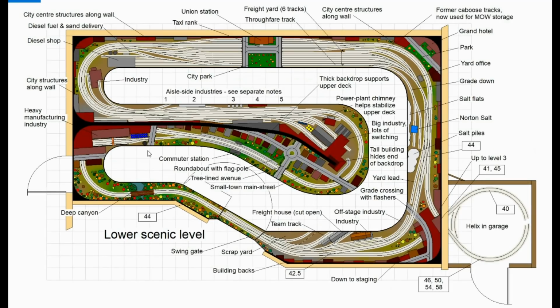Here is the lower scenic level completed. As you can see, I have filled in this area here, solved the problems that we had before. I have the main line disappear under road bridges at both ends, and then not emerge from the other side as it just goes under the industrial buildings. Such things did happen on the prototype, not particularly often, but it's not unheard of.